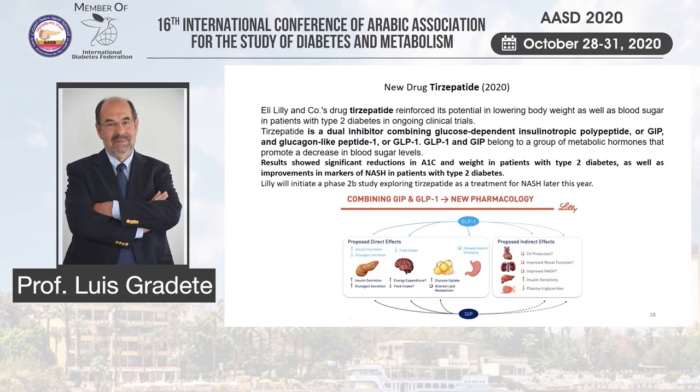Finally, we have in investigation in phase 2 a new drug from Lilly, which is tirzepatide. Tirzepatide is a combination of GIP and GLP-1. Tirzepatide showed significant reduction of A1C and weight in patients with type 2 diabetes, as well as improvements in markers of NASH in patients with type 2 diabetes.